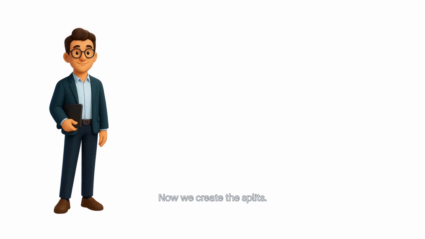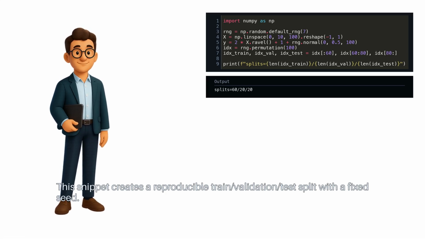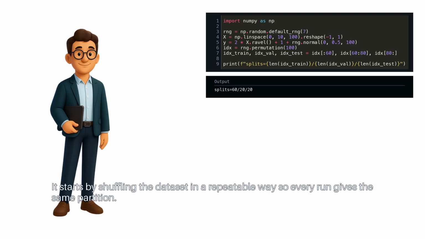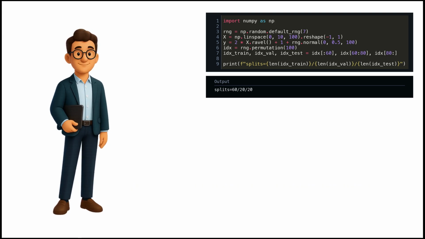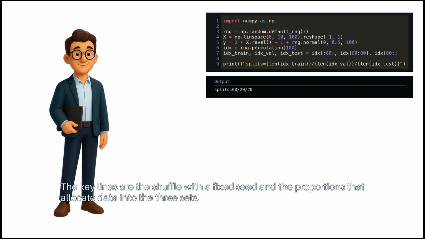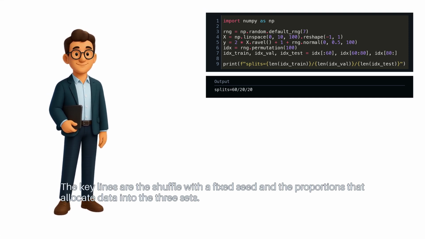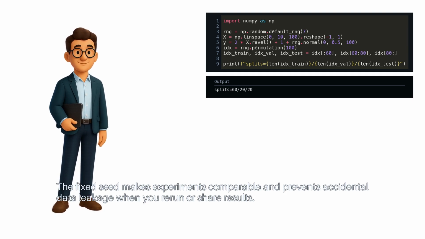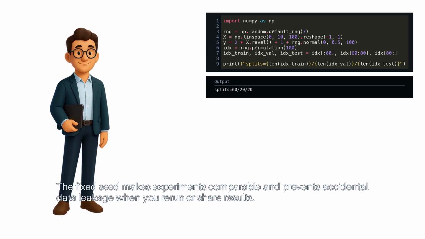Now we create the splits. This snippet creates a reproducible train validation test split with a fixed seed. It starts by shuffling the dataset in a repeatable way, so every run gives the same partition. Then it slices into three groups: a training block, a validation block, and a final test block that we will never touch until the end. The key lines are the shuffle with a fixed seed and the proportions that allocate data into the three sets. The fixed seed makes experiments comparable and prevents accidental data leakage when you rerun or share results.